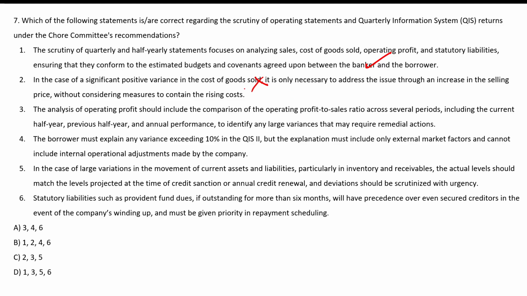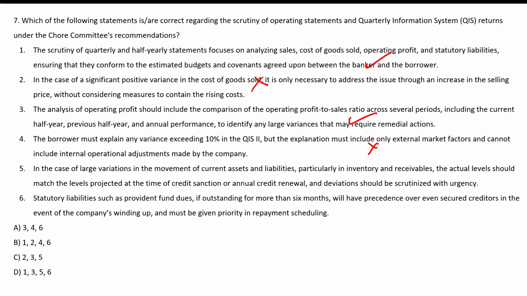The analysis of operating profit should include comparison of the operating profit to sales ratio across several periods, including the current half year, previous half year, and annual performance, to identify any large variance that may require remedial action. So this is correct. The borrowers must explain any variance exceeding 10%, but the explanation must include only external market factors. No, it also includes internal operation adjustments. So this is not correct.